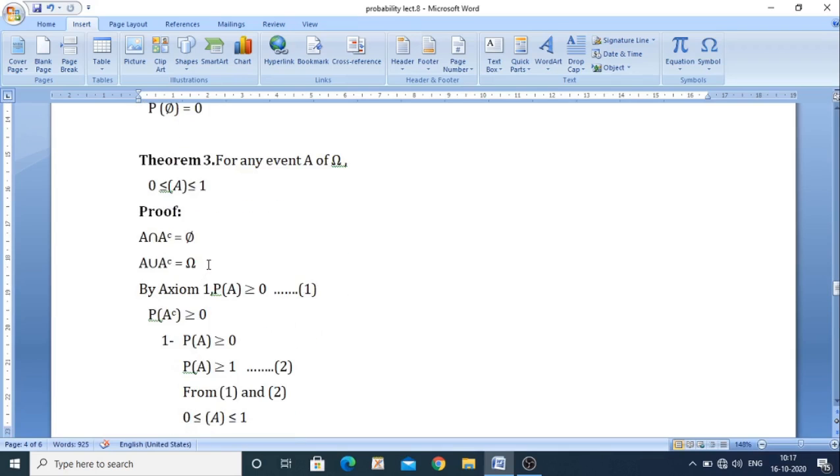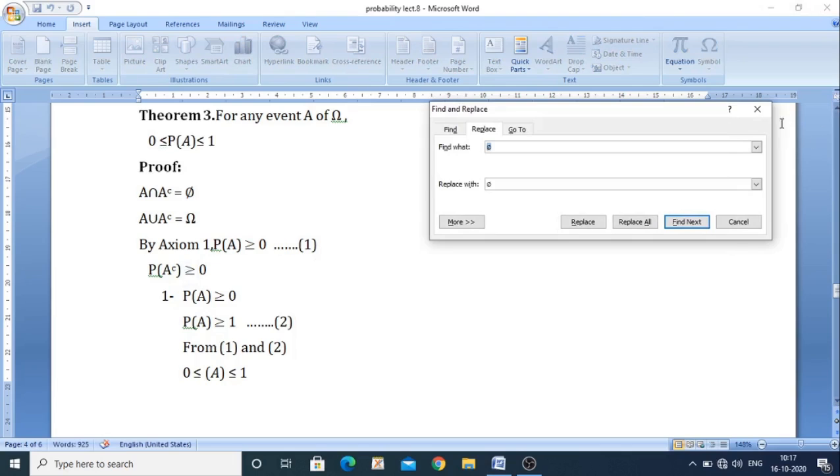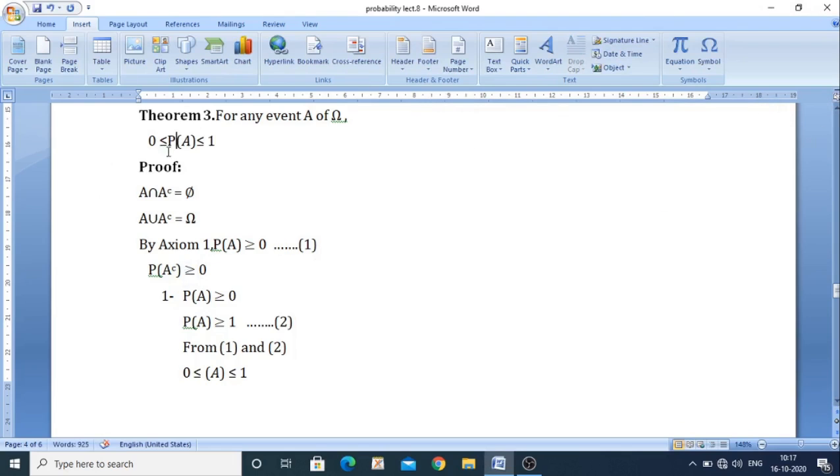Now third theorem, for any event A of omega, 0 is less than or equal to P of A less than or equal to 1. Now consider the proof. So we know that A and A complement are exclusive as well as exhaustive. So exclusive means A intersection A complement is phi and A union A complement is equal to omega. Again, by first axiom we know that probability of any event is always positive. So P of A is greater than or equal to 0. So this first part, that is 0 less than or equal to P of A, it is obvious here.